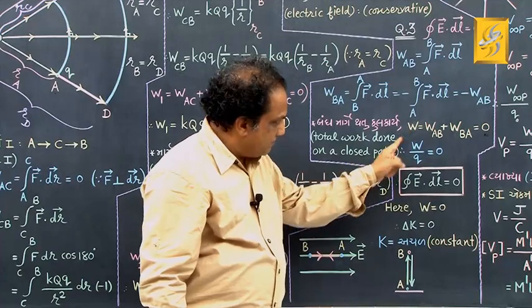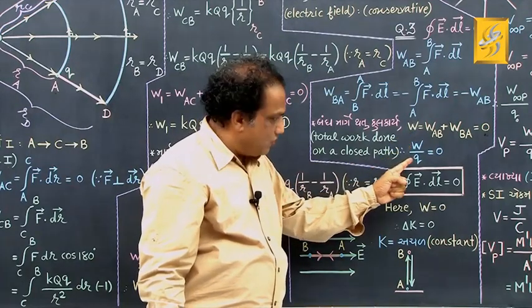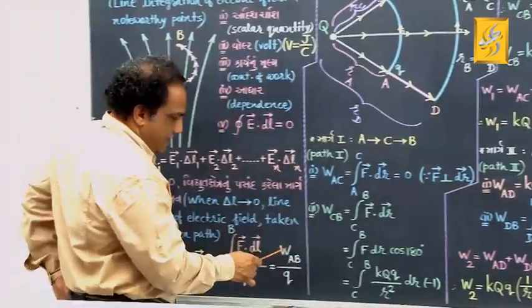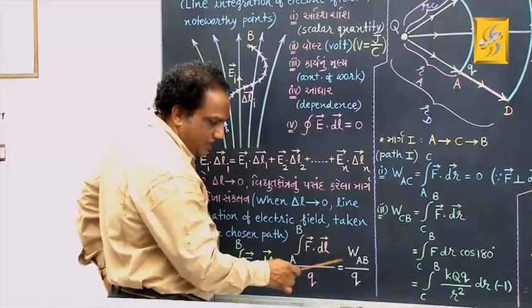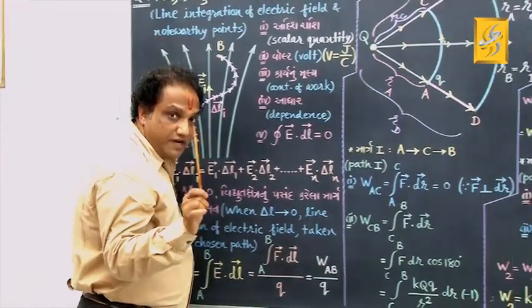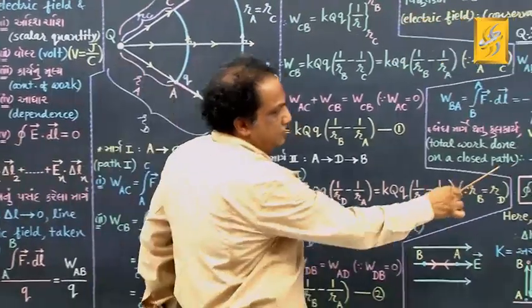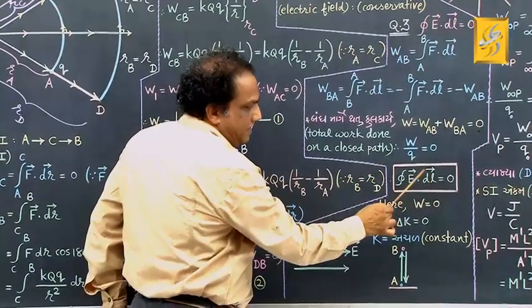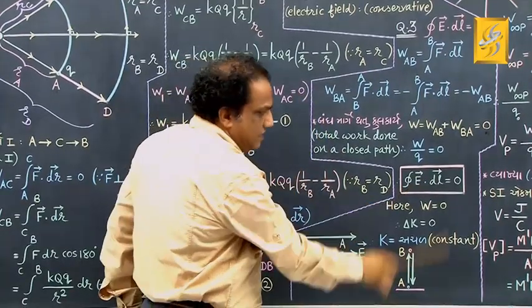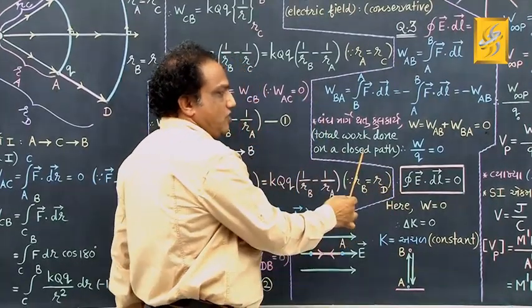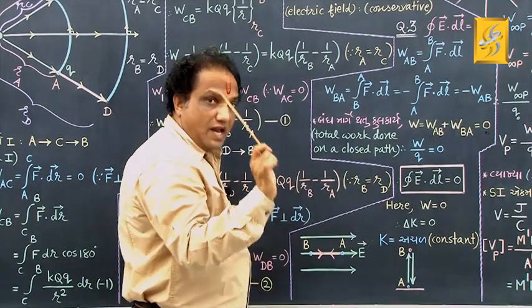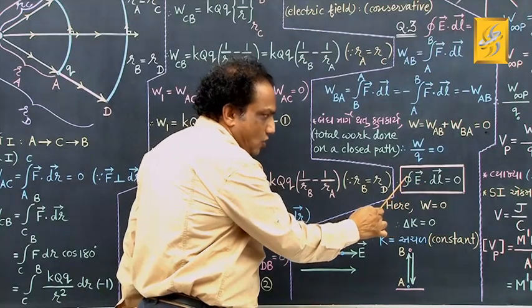Tell me, what is this? Amount of work done on a unit positive charge. What was this? This was nothing but the line integration of electric field. So it is the integral of vector E dot vector dl, but we had found this for the amount of work done on a closed path. So this gives the line integration of electric field over a closed path.